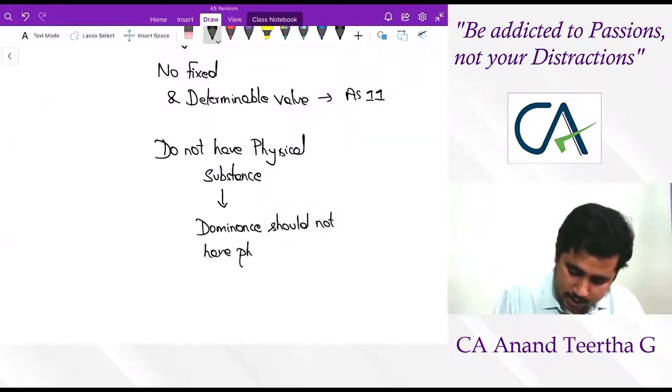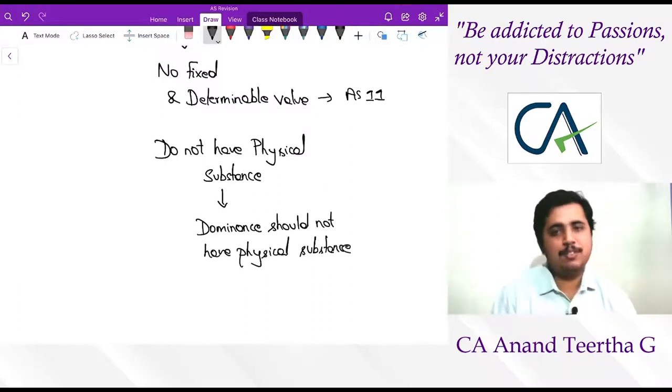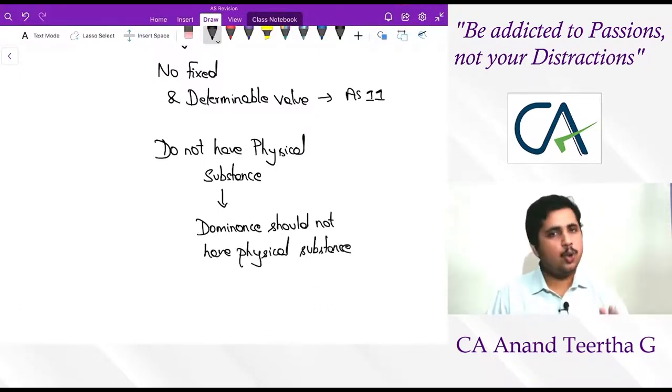The point is sometimes, or most of the time, to hold an intangible asset, you will have a physical substance. For example, for computer software, there will be a pen drive or a CD that will hold this particular software. For a patent, there are legal papers, stamp papers, etc. that hold the intangible asset, which means to hold an intangible asset, you need a physical substance.